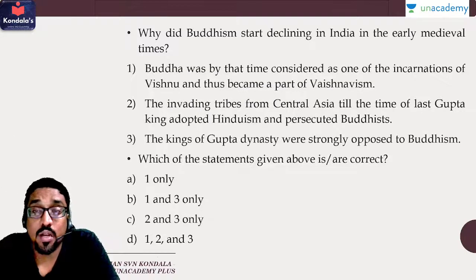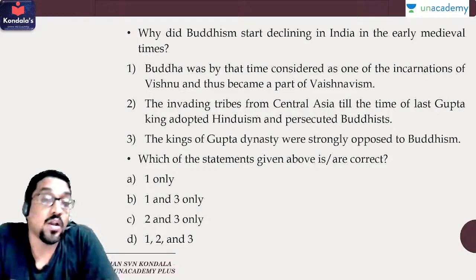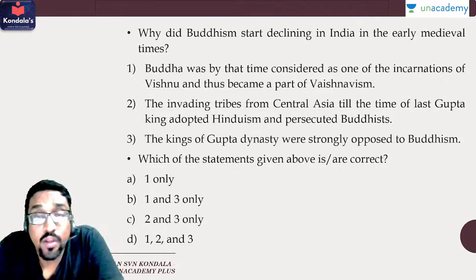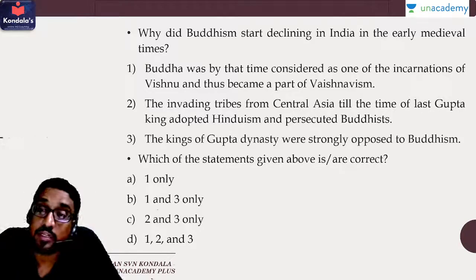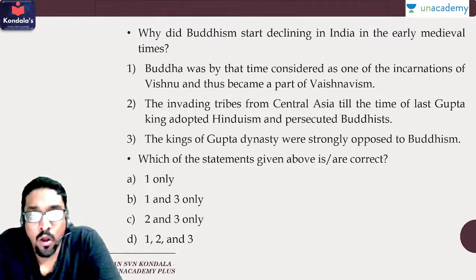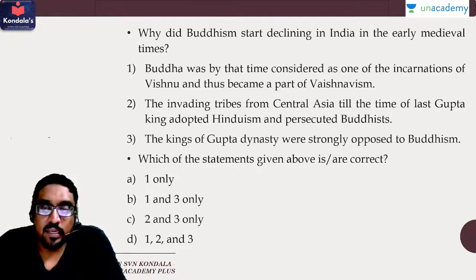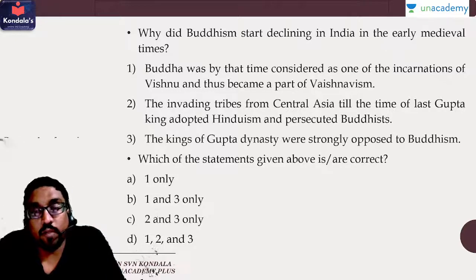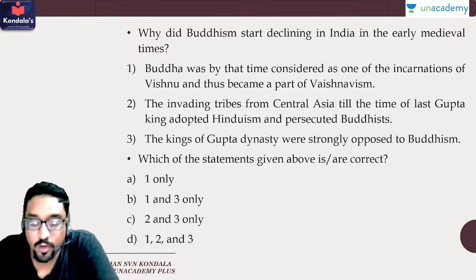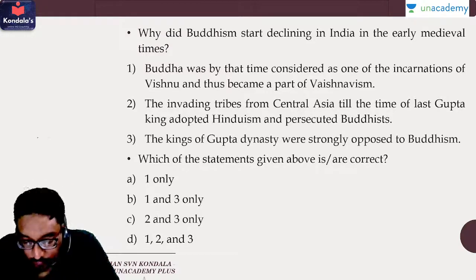Why did Buddhism start declining in India in the early medieval times? Buddha was by that time considered one of the incarnations of Vishnu and thus became part of Vaishnavism. Invading tribes from Central Asia till the time of the last Gupta king adopted Hinduism and persecuted Buddhists. Kings of the Gupta dynasty were strongly opposed to Buddhism. Which of the following statements is or are correct?